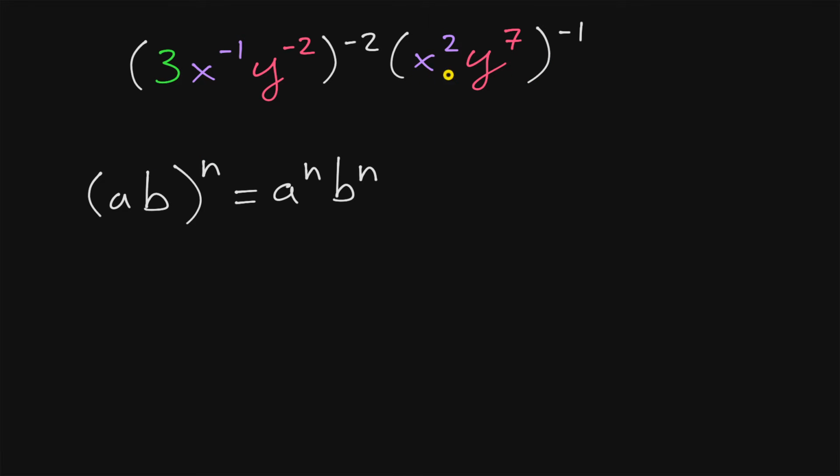You'll notice that the second bracket is also a product, and this product has 2 factors, which is different from the previous one because the previous one has 3 factors. The 2 factors in the second bracket are x^2 and y^7. And this is all raised to the power of negative 1, so we can use the same exponent law. So let's see how that's going to look in practice.